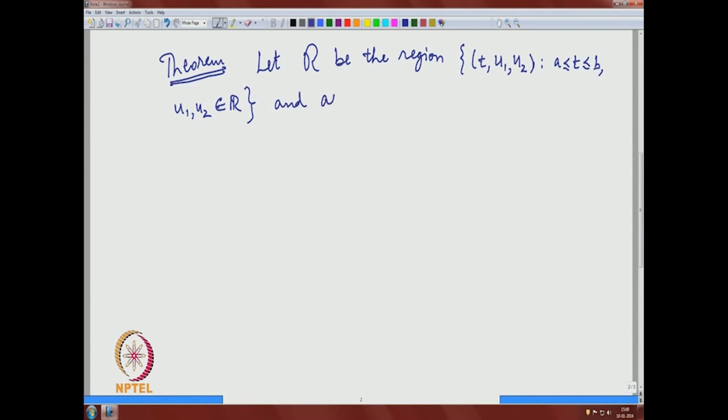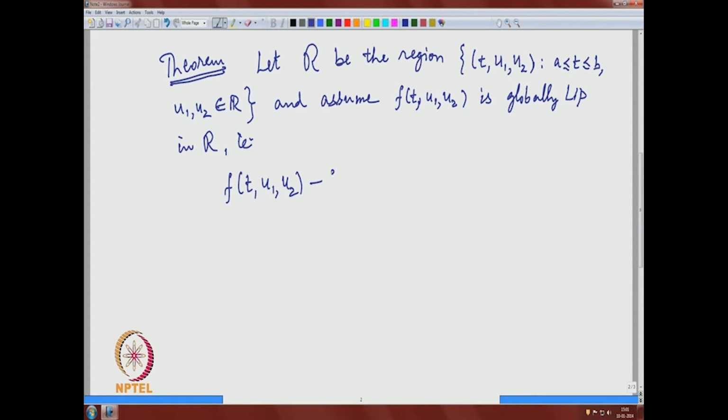And assume our right hand side F, which is a function of T, U1, U2, is globally Lipschitz in R. That is, if we take F of T, U1, U2 minus F of T, V1, V2, this is less than or equal to M1 times the absolute value of U1 minus V1 plus M2 times the absolute value of U2 minus V2, for all T, U1, U2 and T, V1, V2 in the region R.